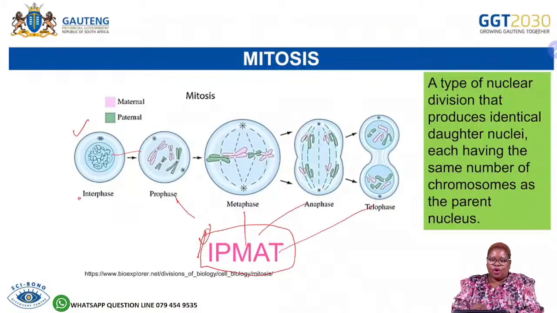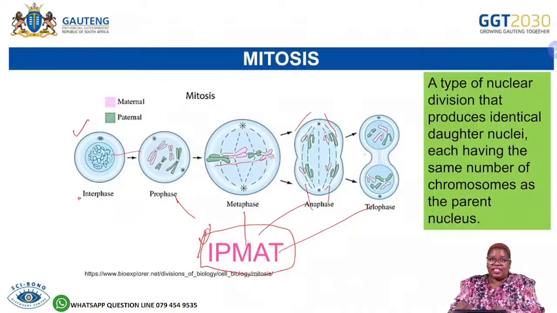So chromosomes start to be visible in prophase, right? And then they line up at the equator in metaphase, can you see that? This is the difference, and we have the formation of the spindle fibers there. Then during anaphase, what is going to happen? These chromatids are going to be pulled to the opposite poles.